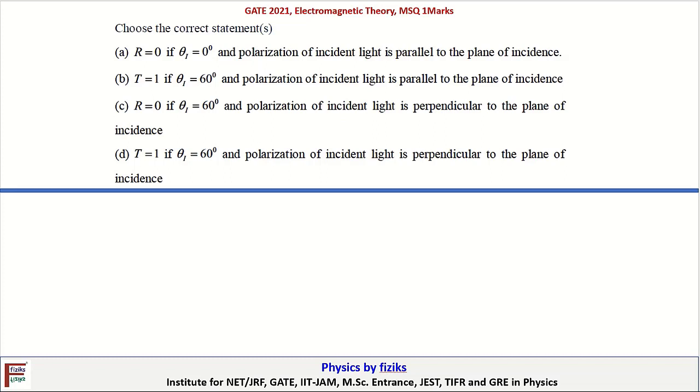Now four options are given and we have to choose the correct statements. First option: R is equal to 0 if theta is 0 and polarization is parallel to the plane of incidence. B: T is 1, theta is 60 degree and polarization is again parallel to the plane of incidence. C: R is 0, theta is 60 degree, polarization perpendicular to the plane of incidence. And D: T is 1 if theta is 60 degree, again polarization is perpendicular to the plane of incidence.